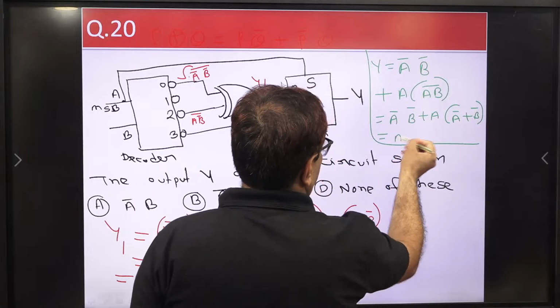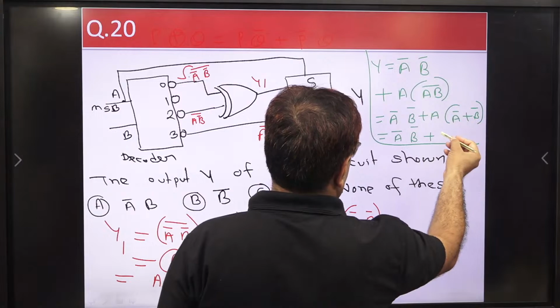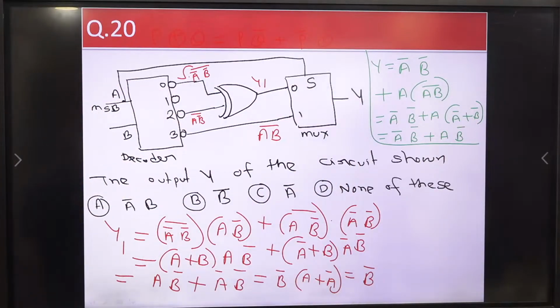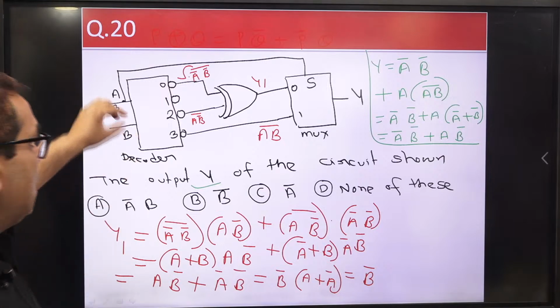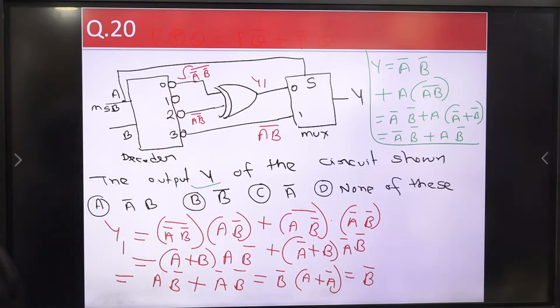So it equals A bar B bar plus A into A bar is 0, plus A B bar. So again we are taking B bar as common. A bar plus A is 1. So B bar is the right answer, option B. This is the right answer. So you should have knowledge of how to write the output of the decoder, the output of the multiplexer, and all combinational circuit outputs.